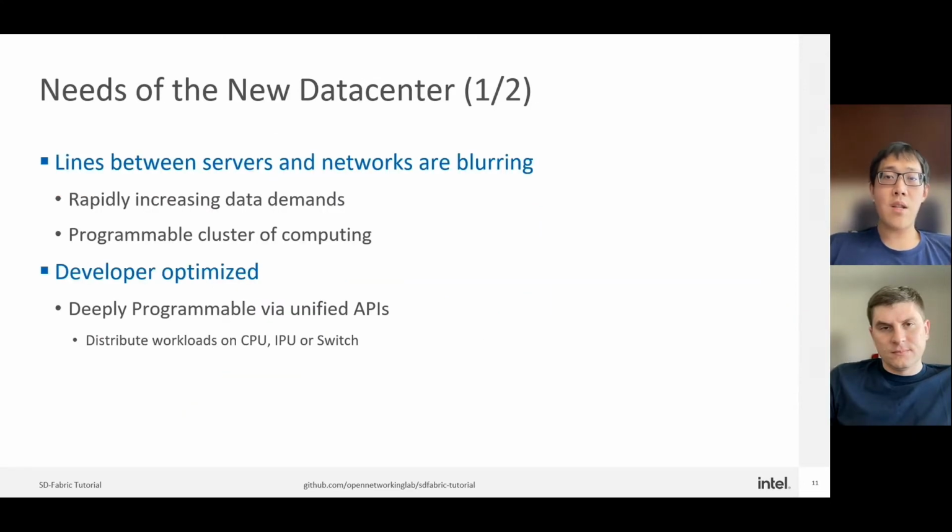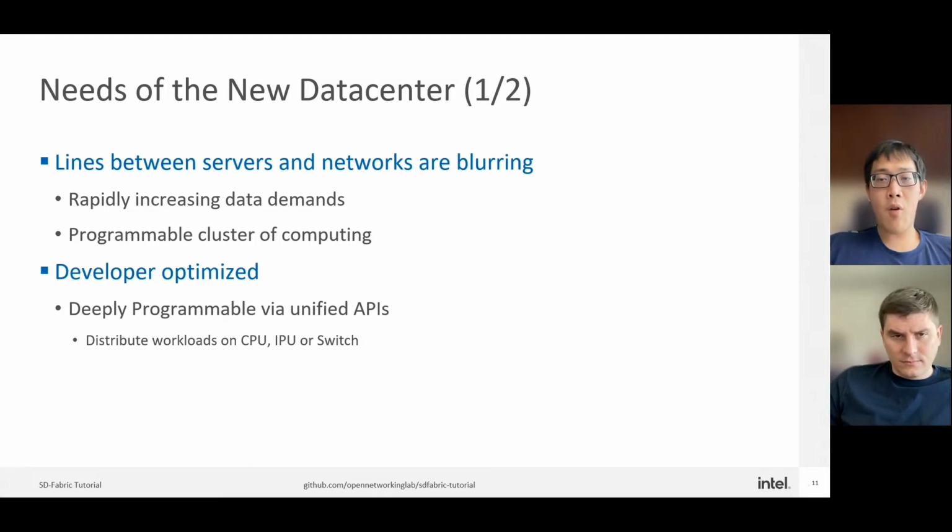So we talk about the potential of multi-cloud connected edge, and clearly the data centers need to evolve to support those emerging use cases. And we're seeing a couple of new characteristics or requirements coming up. First thing is that the line between the servers and networking is blurring. We're seeing rapidly increasing data demands, and we need to build a solution in a more flexible and cohesive way, and hence you're seeing the notion here of viewing the solution as a programmable cluster of computing capacities.